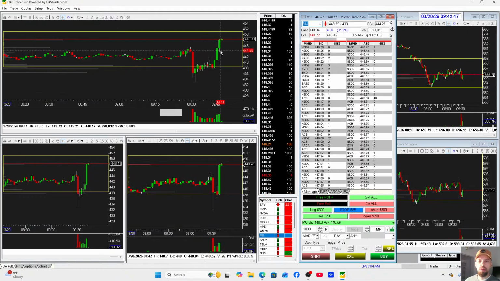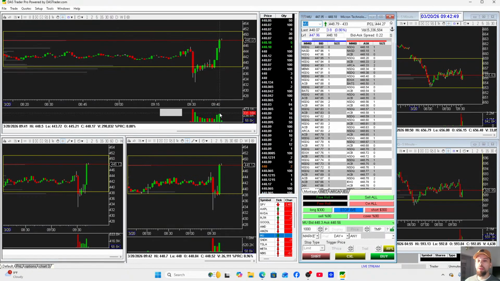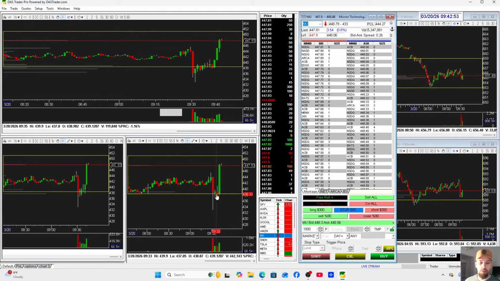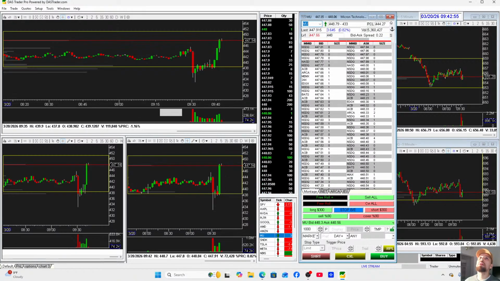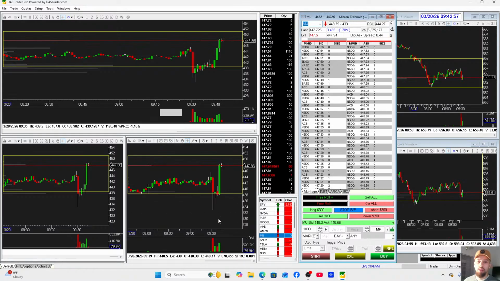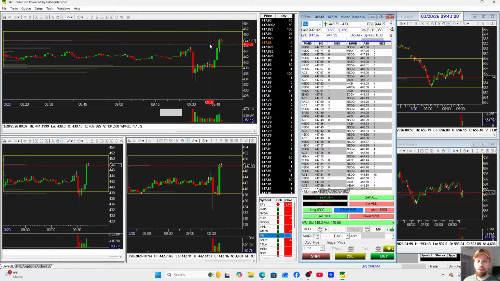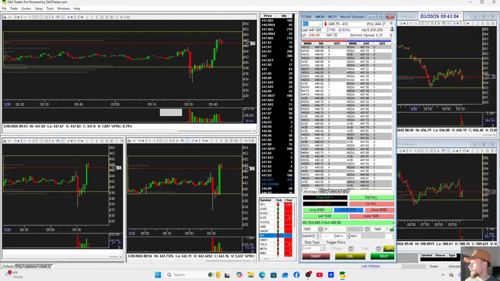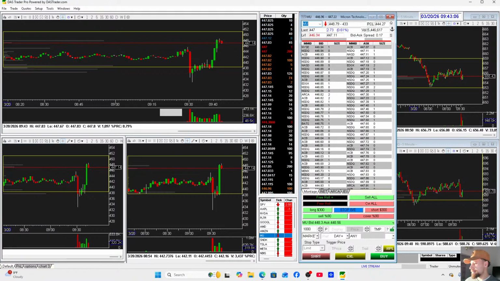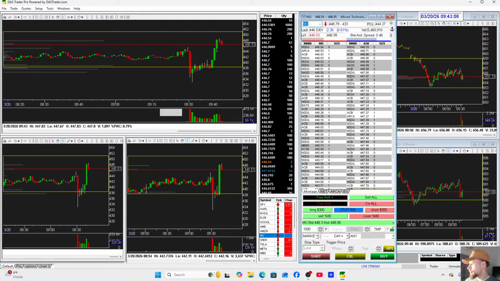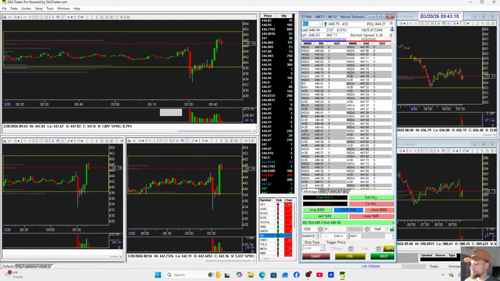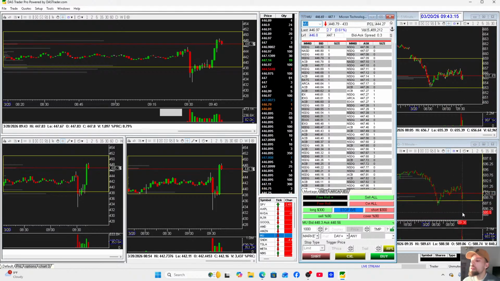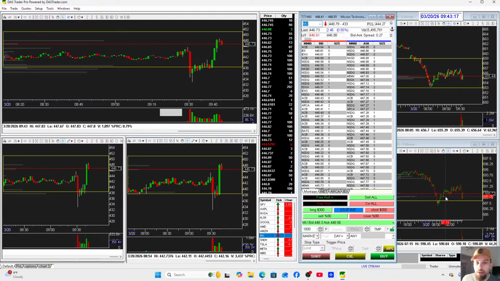MU, and that's some good volume to the upside. Look at that candle, oh my gosh. Looking to test 450 here for MU, it's very strong. SPY and QQQ, QQQ trying to pull back here a little bit.